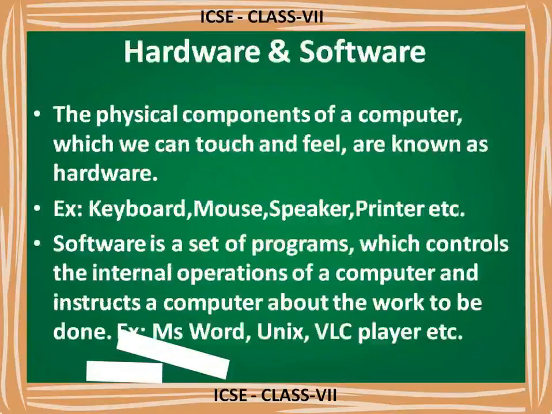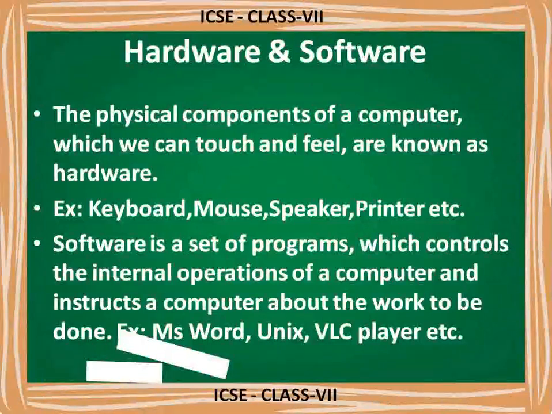Now the point comes to hardware and software. What is hardware? Hardware is nothing but the physical components of a computer which we can touch and feel. Usually the parts which you can see and touch are all hardware. Got it? For example, keyboard, you can see and touch it. Mouse, speaker, printer, scanner, joystick, many are there. Those physical components you can see and touch, so they are all hardware.